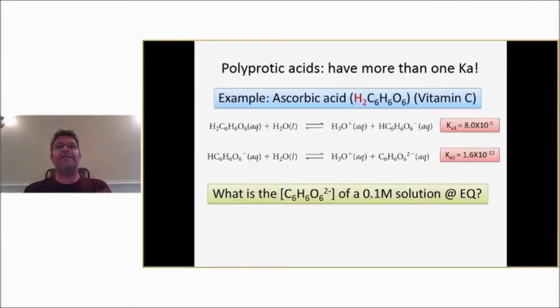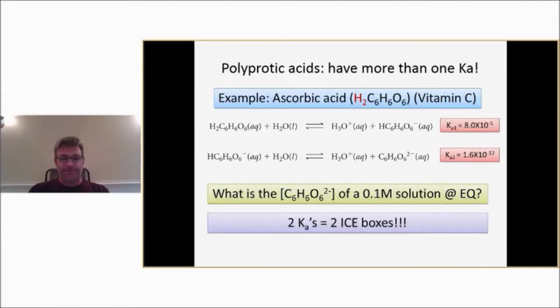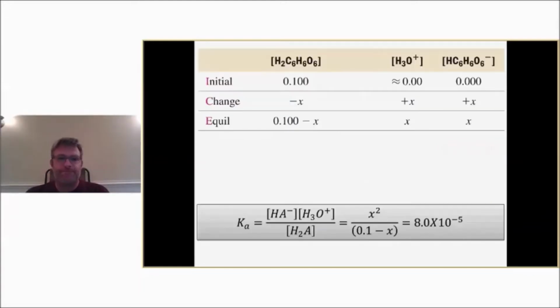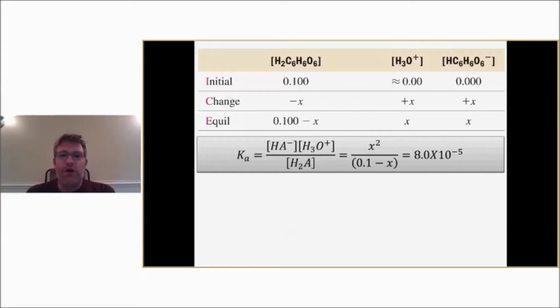Well, what we need to do is, because we have two equations, we need to have two iceboxes. So, how do we solve this question? Well, let's go for it. Let's say we have a 0.1 molar solution of our ascorbic acid. There's our initial ascorbic acid. Well, we know the first equilibrium is the first one that's going to happen, right? Because we have an ascorbic acid solution. So we always start with the first equilibrium and we figure that answer out, and then we move on to the second equilibrium.